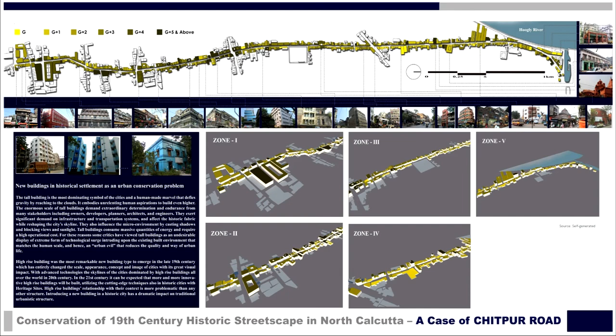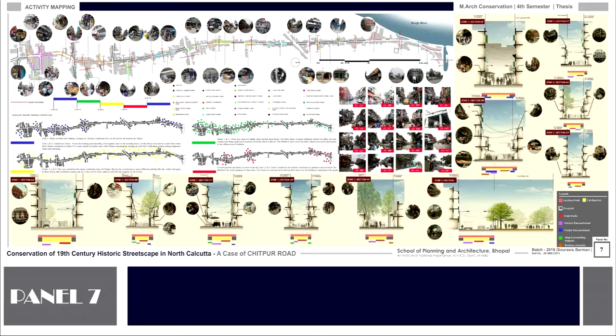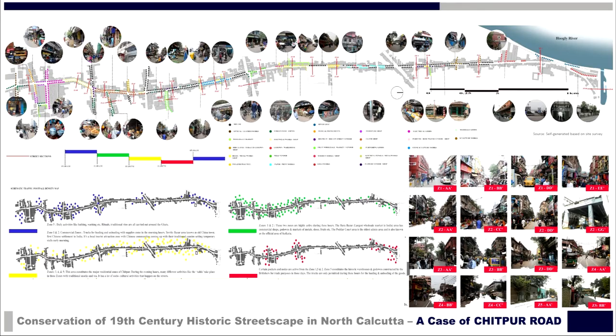Higher uses of FSI is observed in the immediate vicinity. 3D module of building height mapping along Chitpur Road. Panel 7, activity mapping. Mapping of 27 major activities along Chitpur Road. Images showing the present day context at different street sections.